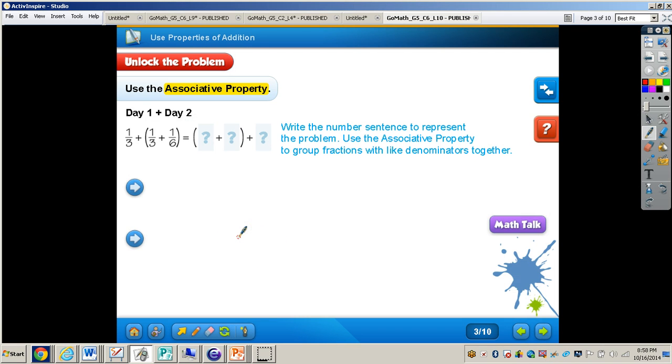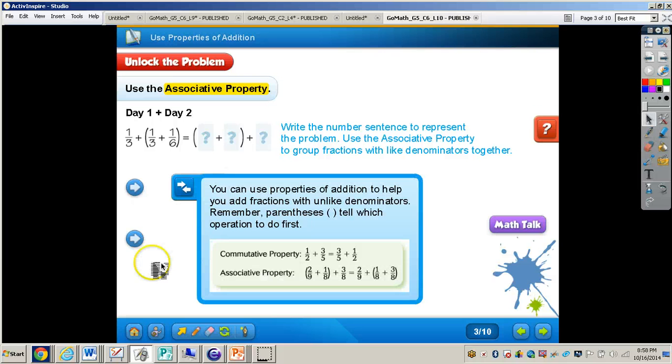So at the very top of page 281, it says you can use properties of addition to help you add fractions with unlike denominators. And we have some examples here. Okay, it says commutative property. Now remember, the commutative property of addition is you can add fractions in whatever order and it'll all still come out the same, or add digits together in whatever order and they'll still come out the same answer. And I always think of a community in that no matter how you order people in a community, it's still a community.